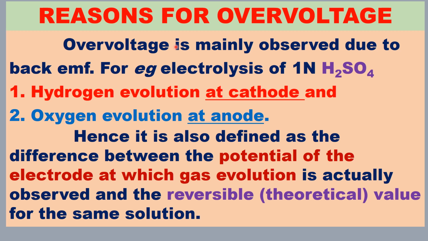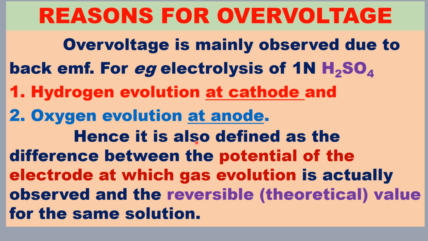Okay, what are the reasons for over voltage? Why does it occur? Actually, it is mainly observed due to back EMF, also called polarization EMF. We'll study. For example, when one normal H2SO4 is electrolyzed in the electrolytic cell setup, hydrogen evolution occurs at the cathode. Oxygen is evolved at the anode.